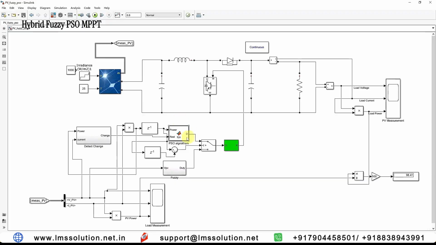So to reset the PSO algorithm, we use this detect change based upon the PV power and then the current of the PV panel. So automatically it will reset the PSO algorithm, and then the PSO will adjust the duty cycle in order to extract the maximum power.